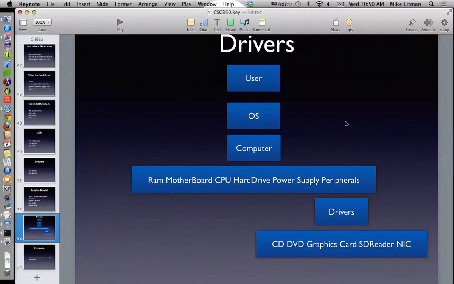But how does that driver ultimately work? Because at the end of the day, what does it have to do? At the end of the day, it has to talk to the operating system, right? Which says, put stuff out on the screen.